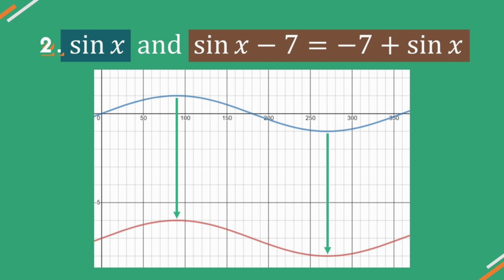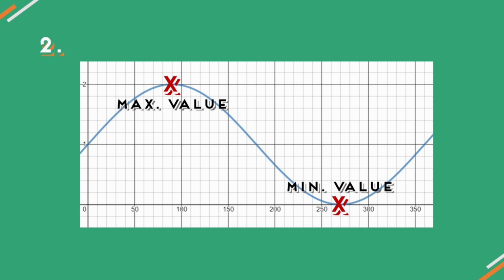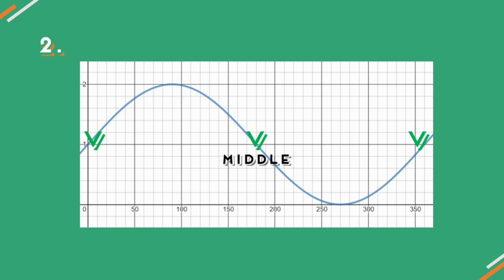If you try to find the function of any graph, do not pay attention to its maximum or minimum value, since we usually do not know the amplitude yet. However, you must pay attention to its middle part here. Since basic trigonometric functions like sine and cosine have their middle part at 0, you will directly know the amount of addition or subtraction when you find the position of the middle part.